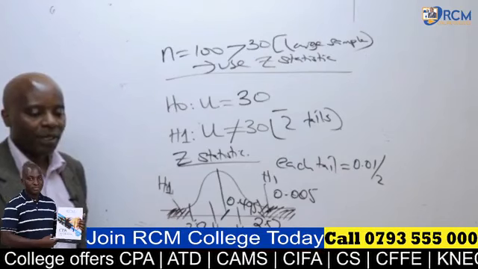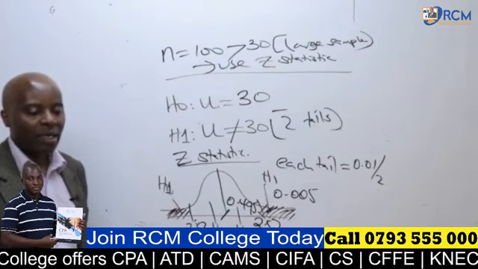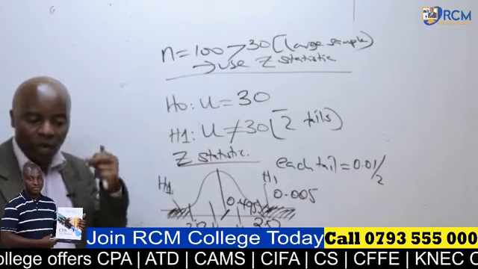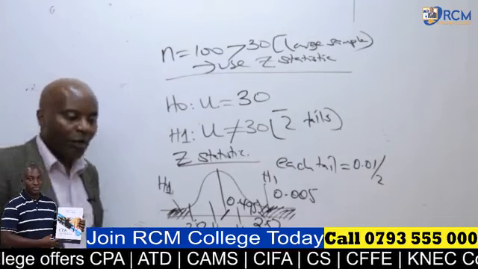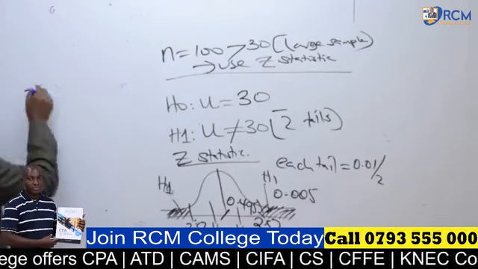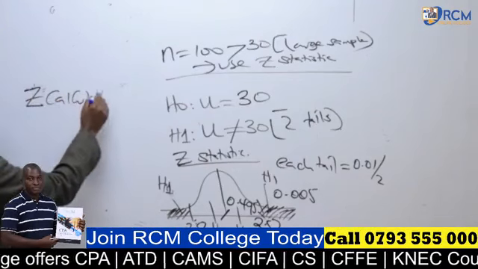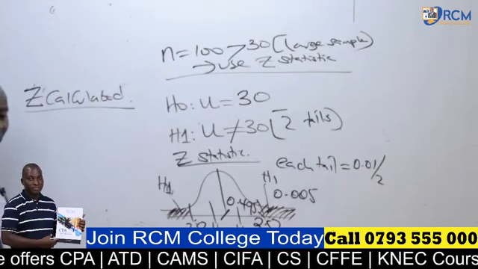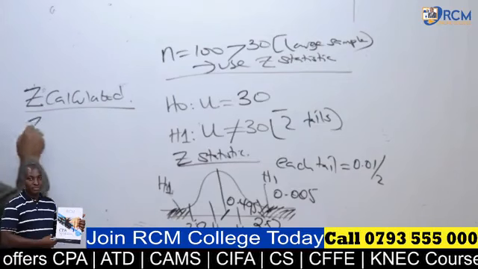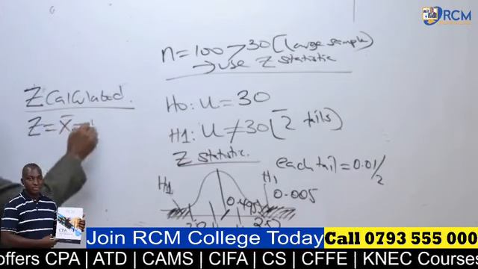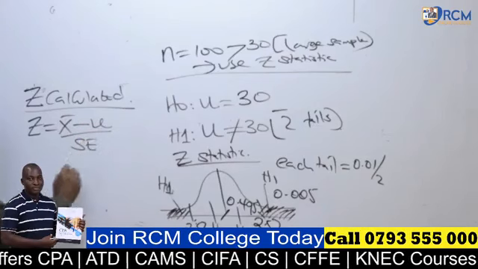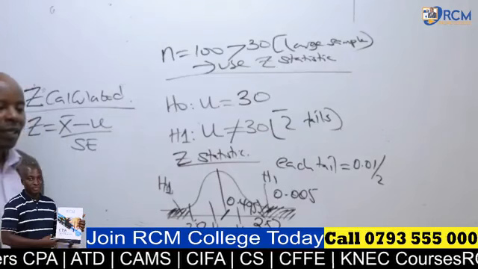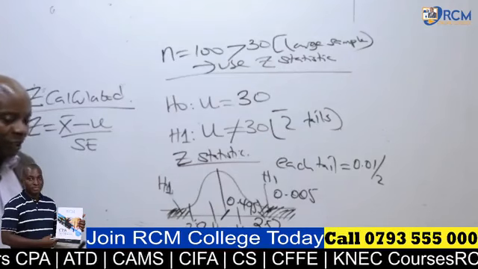After you mark yours like that, ladies and gentlemen, I would want us to go to the last thing, which is the Z calculated. So for Z calculated, how will my Z look? My Z, as usual, will be X bar minus mu all over the standard error. Please write this in full. Standard error.